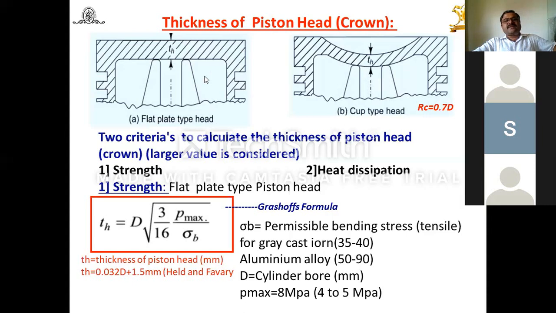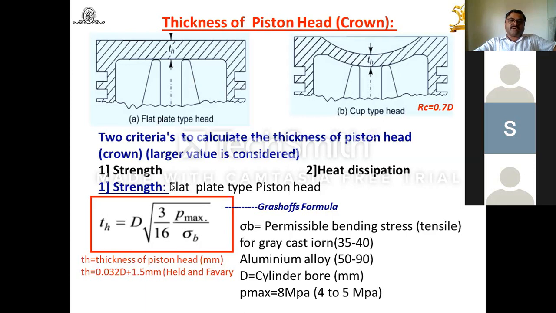Now how do we find this? There are 2 criteria to calculate the thickness of the piston head. First one is the strength criteria. Second one is heat dissipation. Now, why does strength play an important role? Because after expansion or combustion of the fuel, an excessive pressure is generated, and it exerts a lot of pressure on the piston.